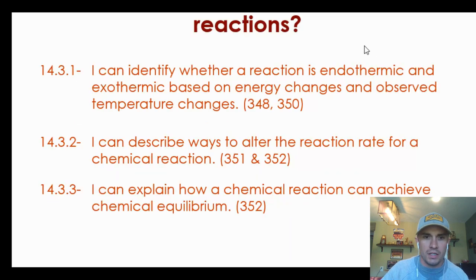So with today, we have our essential question: how does energy influence chemical reactions? And then we have three learning targets. One is the difference between exo and endothermic. We need to know both of those. We need to know ways to increase or slow down the rate of a reaction. And then we need to understand what chemical equilibrium is.